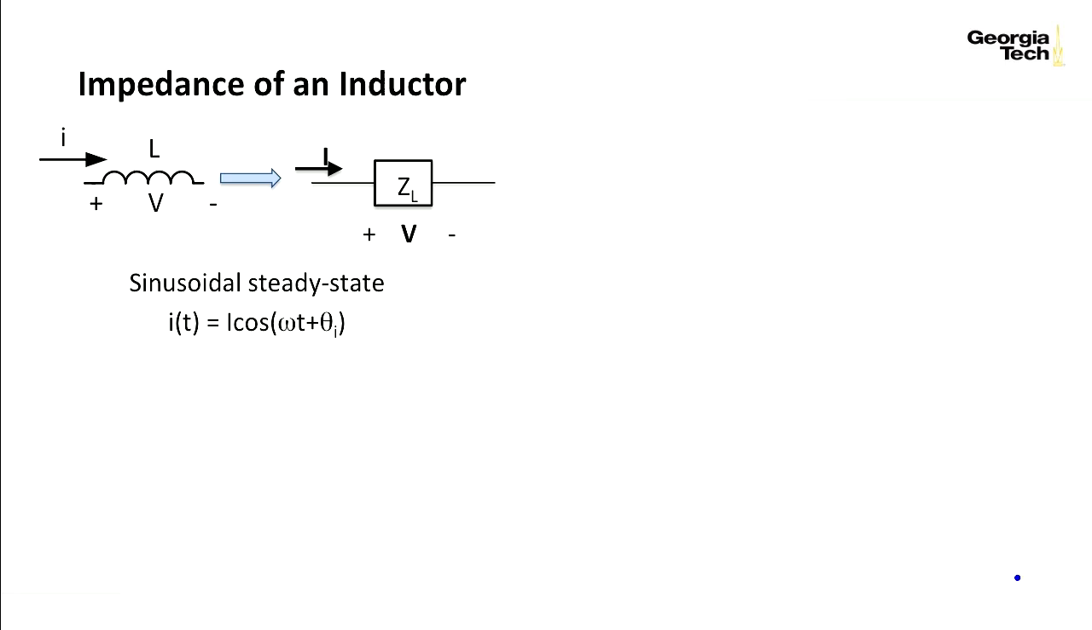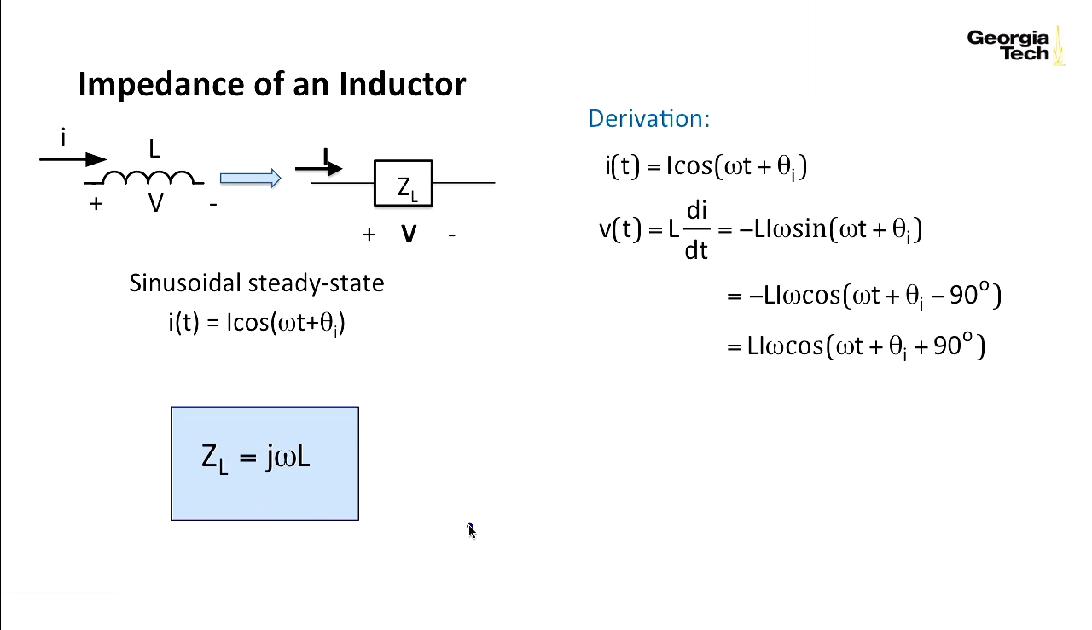We can do a similar derivation for the impedance of an inductor. I want to replace this inductive element with an impedance, Z sub L. And in this case, we're going to start with a sinusoidal steady state of the current. And we can derive an expression for the impedance, Z sub L, is j omega L. Let me go through that derivation over here. We start out with the I right here, and then we have L di/dt. We take the derivative of that expression, we get this for V.